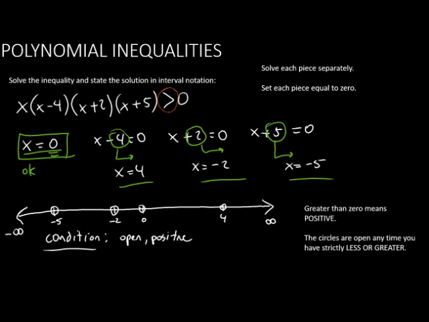Those open circles will split our number line up into multiple regions. We'll have a region A, B, C, D, and E. So we have 5 numbers to place in and check to see which regions will give us a positive answer. Let's do that on the next page.